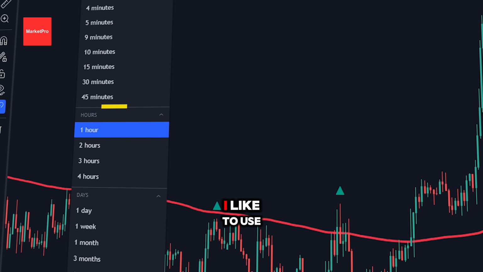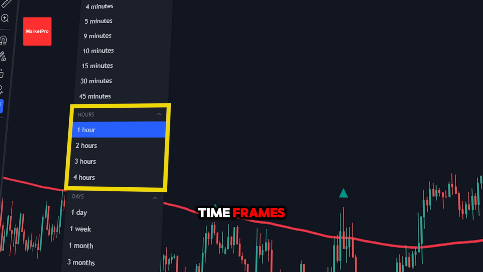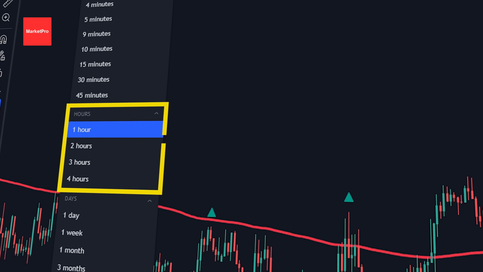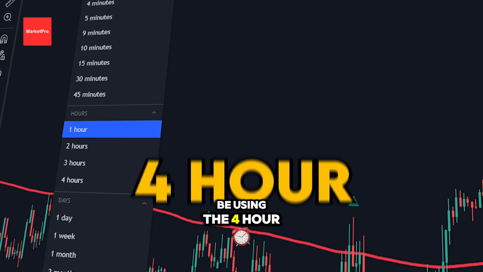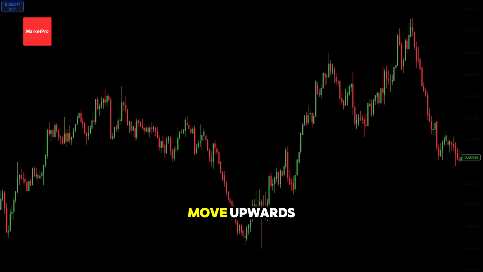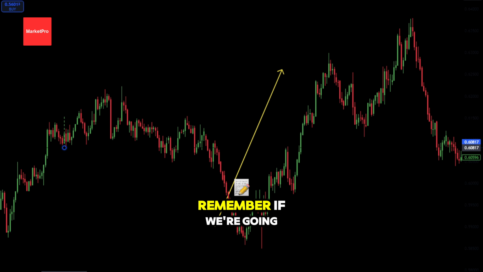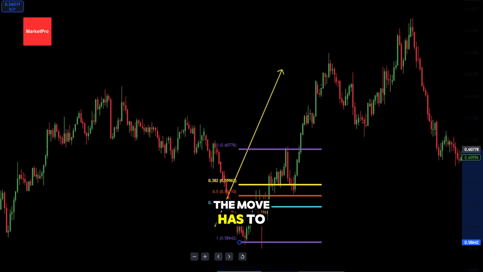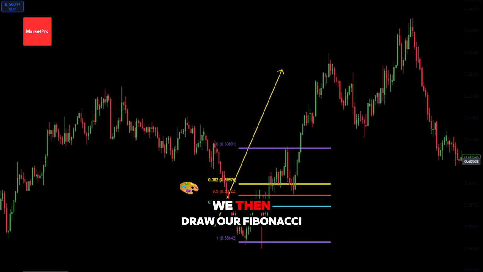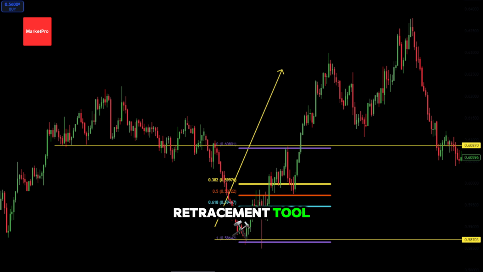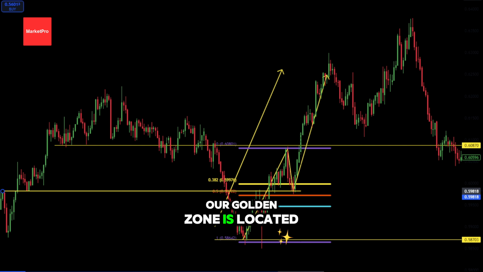First things first, I like to use the strategy on the higher time frames like the 1 hour or 4 hour. For this example, we'll be using the 4 hour. We see a big move upwards. Remember, if we're going to be using the Fibonacci, the move has to be a strong trend. We then draw our Fibonacci retracement tool with the help of our identified swing lows and swing highs. We now see where our golden zone is located.